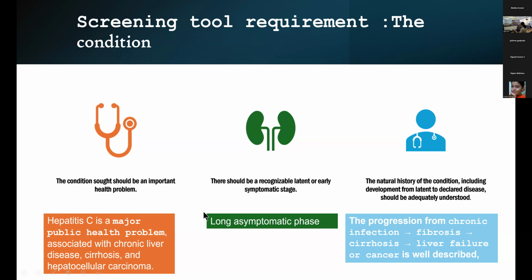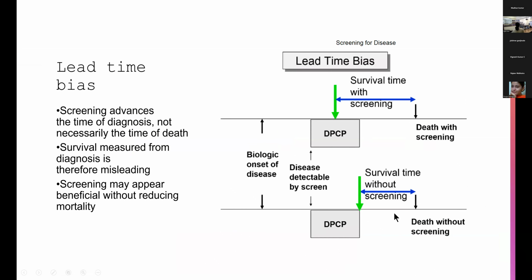But specifically to our case here, hepatitis C has a long asymptomatic phase, and it's well established that chronic infection can lead to fibrosis, cirrhosis, and then liver failure. So hepatitis C is fulfilling all these requirements. Now, why do we need to know about the natural history? It is because of some biases that can happen in a screening test.